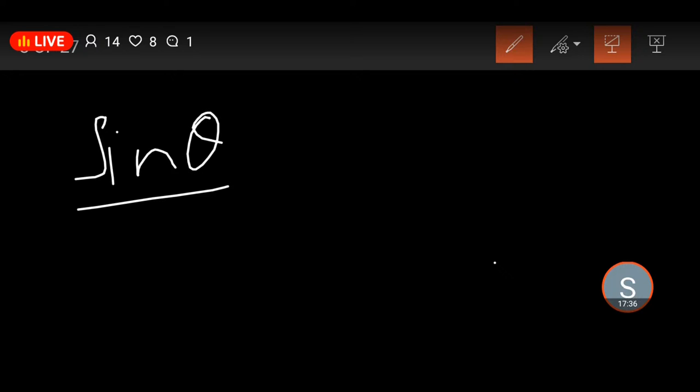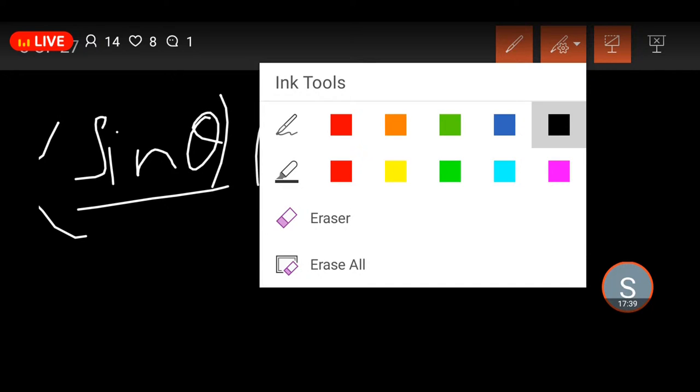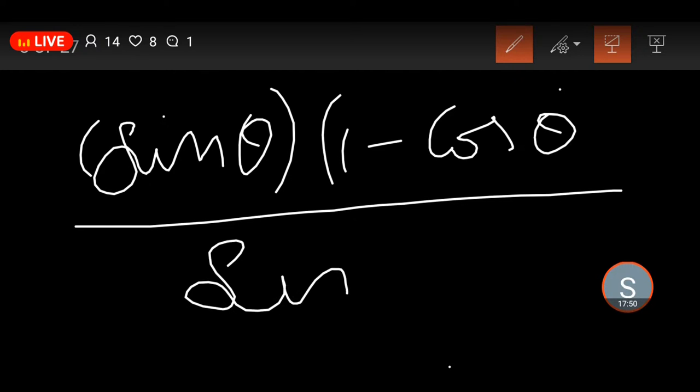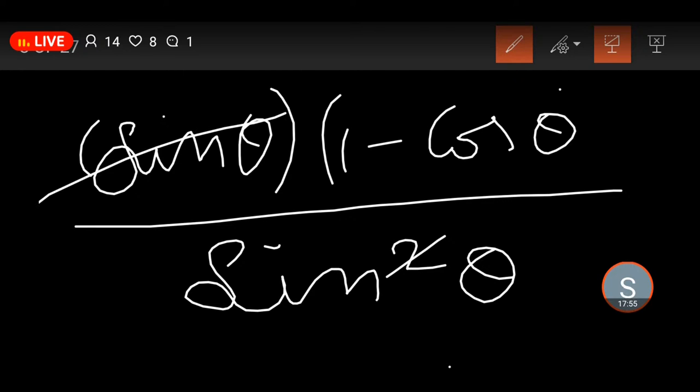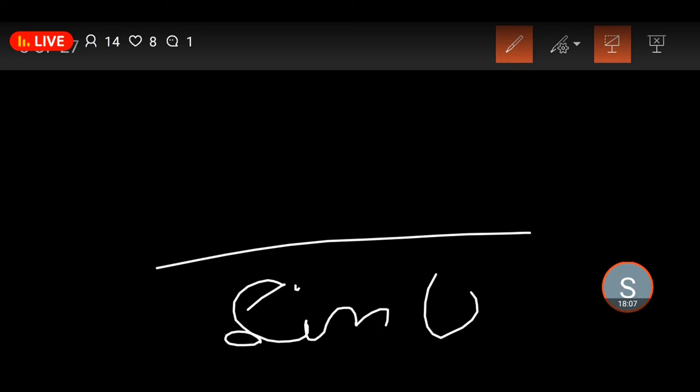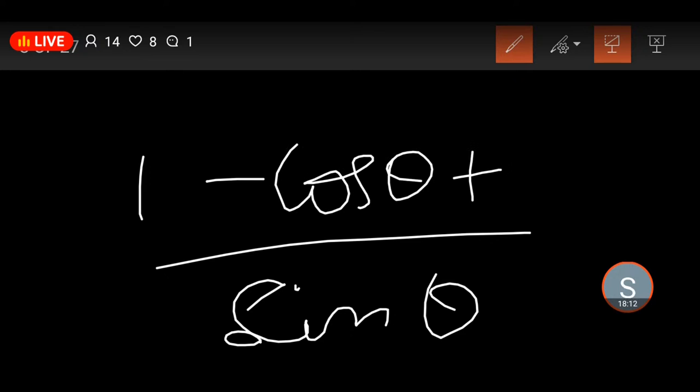sin theta into 1 minus cos theta plus sin square theta was the thing. Now we cancel the square and sin theta. Now what will be left? 1 minus cos theta over sin theta. And now you take the LCM. Sin theta, 1 minus cos theta plus 1 plus cos theta will be the LCM.